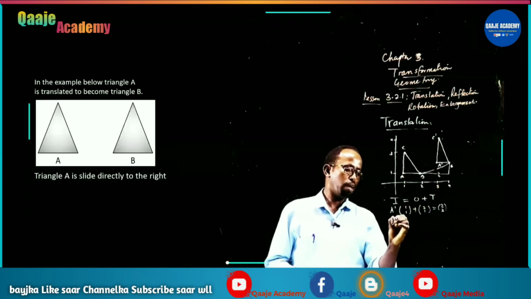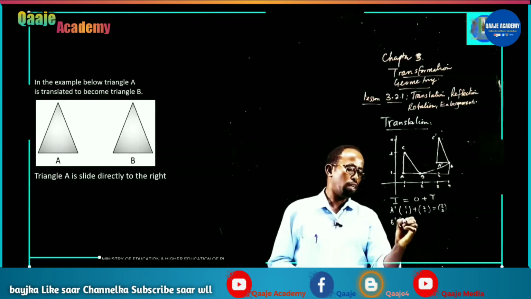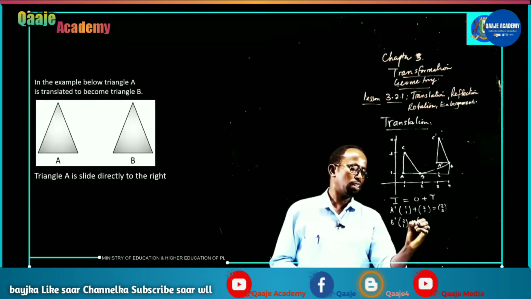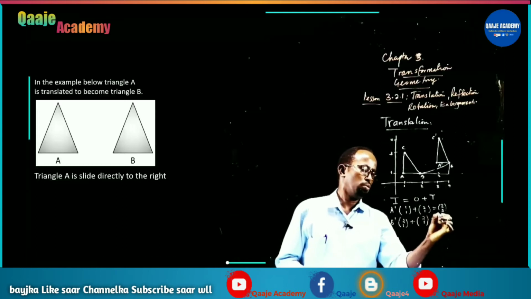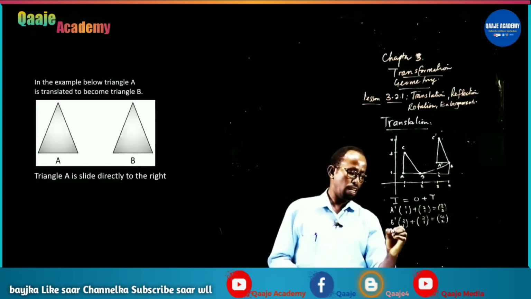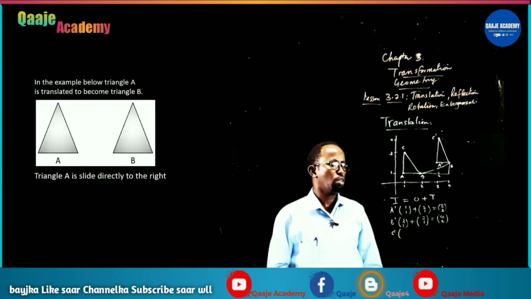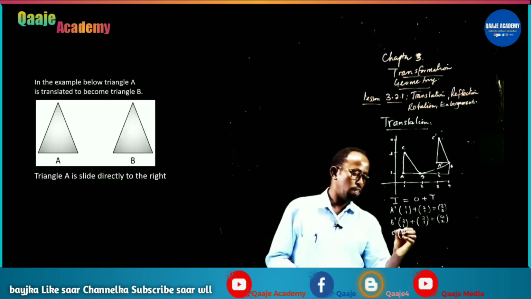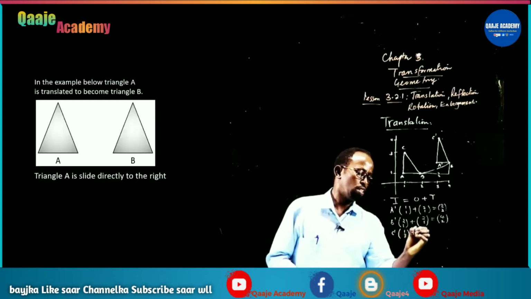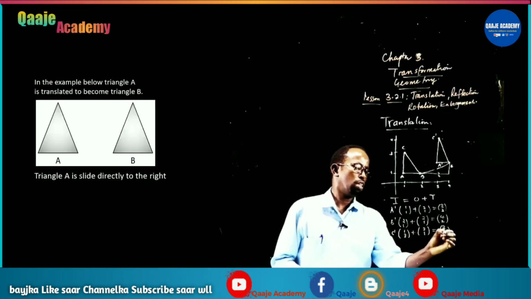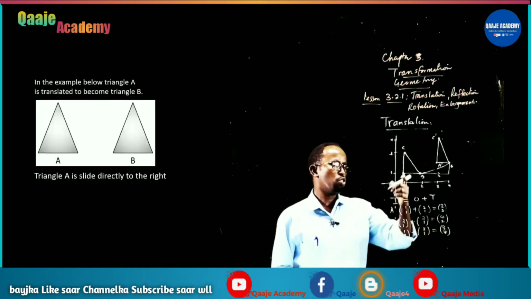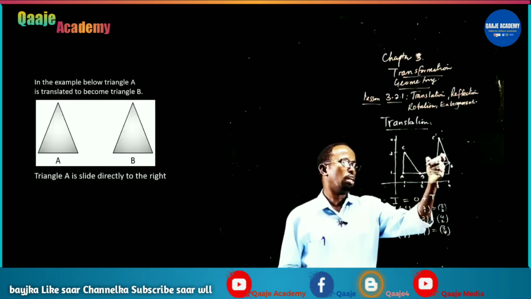The next one is B prime. B prime will be equal to (2, 1) in form of column vectors, plus the translation, which is (2, 1). And then you get (4, 2). That is where (4, 2) is. And then C prime will be equal to (1, 3). So you add the translation, which is (2, 1), and then you get (3, 4). So you can see now the object is moved to this one.